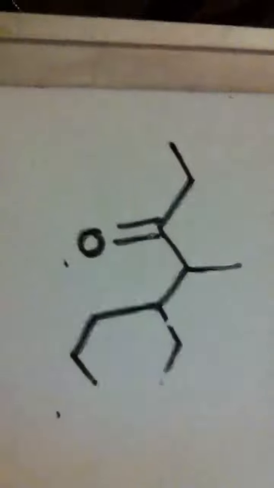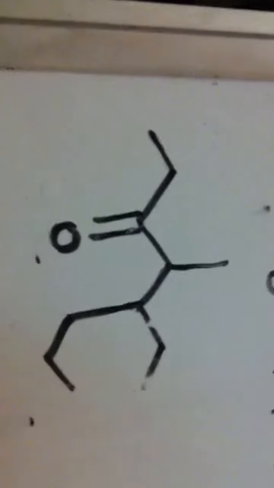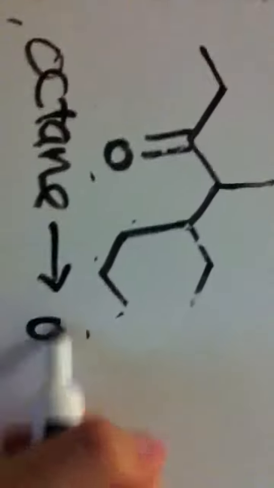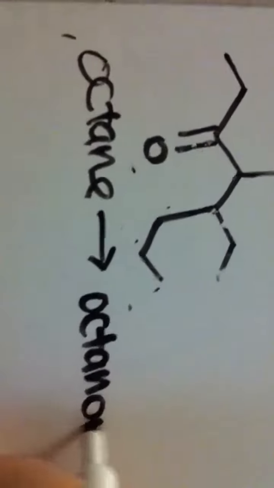We're going to do one more example. This one. So we see that this kind of looks like a ring, but it is not a ring in any way. So we see that it's a chain. So what we do is we find the longest parent chain. So it's going to be 1, 2, 3, 4, 5, 6, 7, 8. We know that this is octane, which, since it's a ketone, becomes octanone.